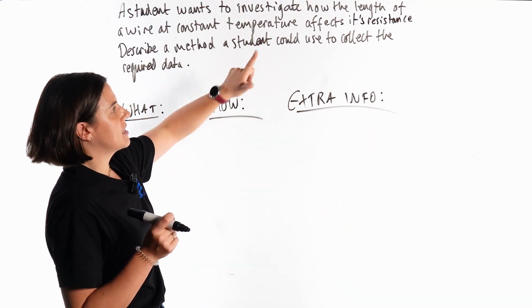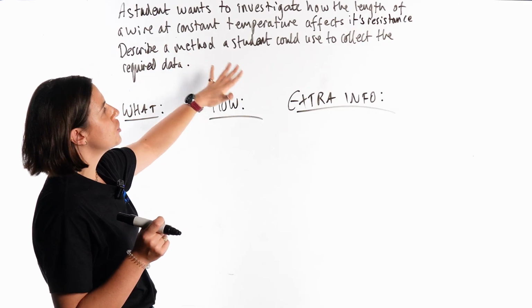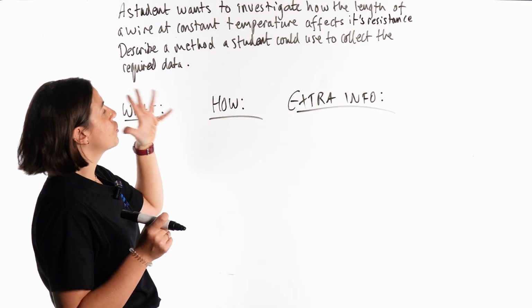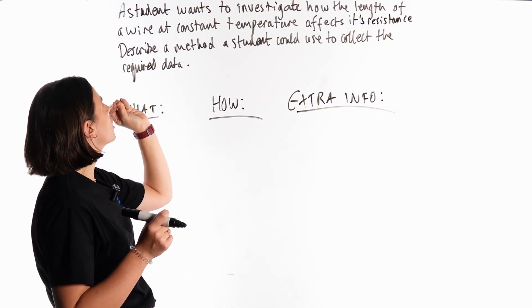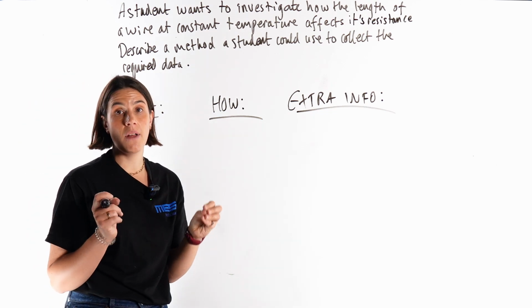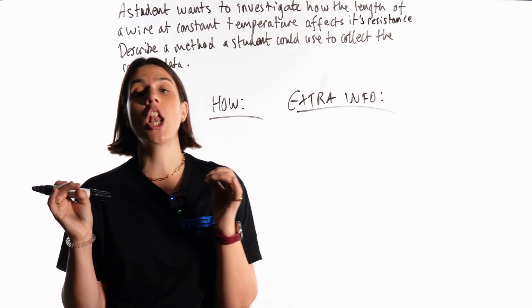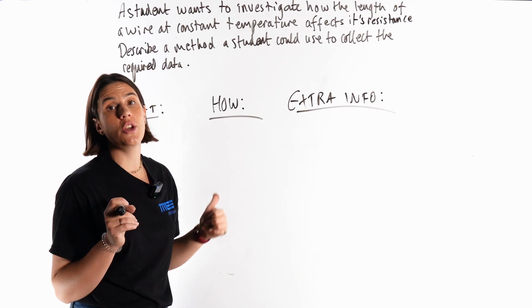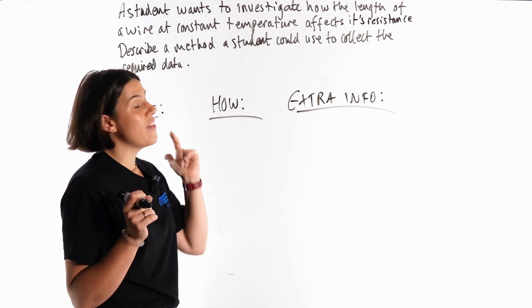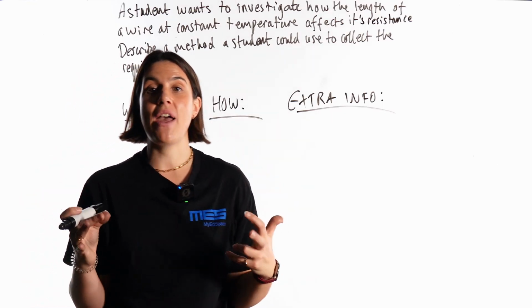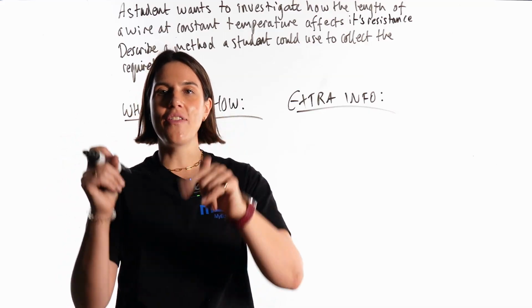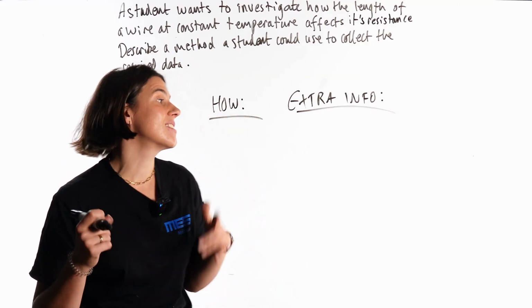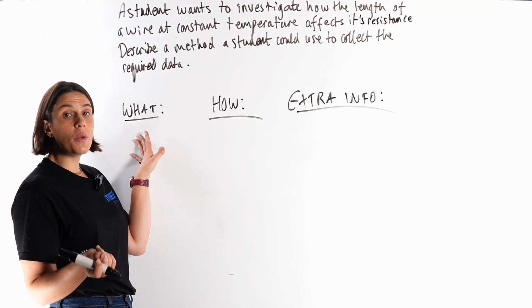A student wants to investigate how the length of wire at a constant temperature affects its resistance. Describe a method a student could use to collect the required data. Now for these questions, I like to use the what are we going to do, how are we going to do it, and then extra info method. So I'm going to fill this out and then we're going to have a go at marking my answers against the mark scheme. So what are we going to do?